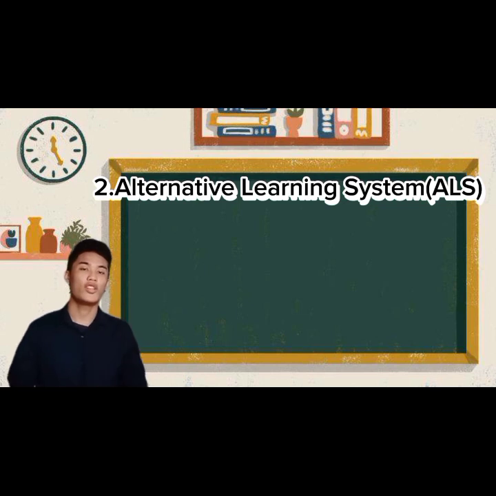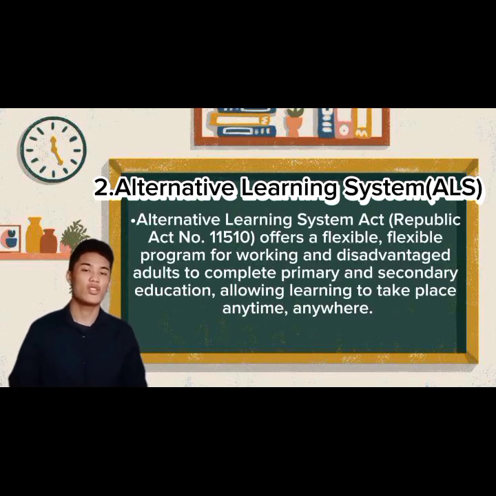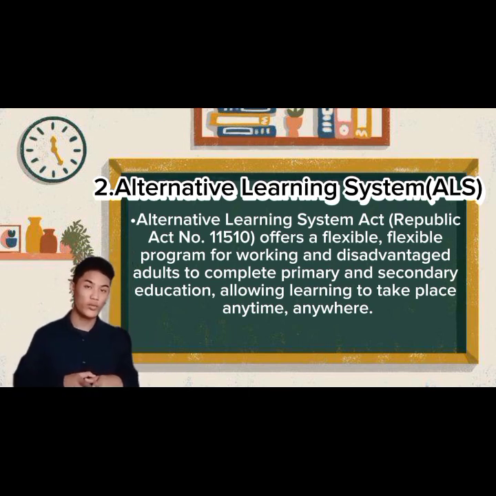Number two, alternative learning system or ALS. The alternative learning system of Republic Act 11510 offers a flexible program for working and disadvantaged adults to complete primary and secondary education, allowing learners to study anytime, anywhere.